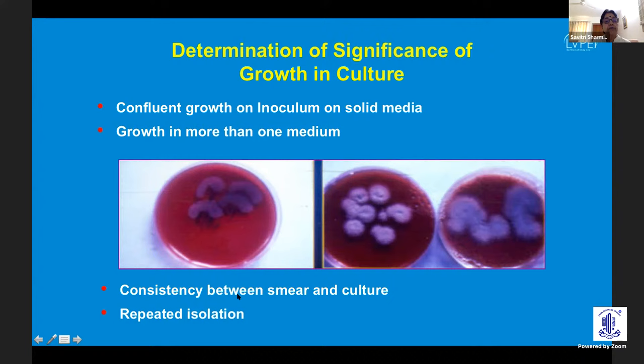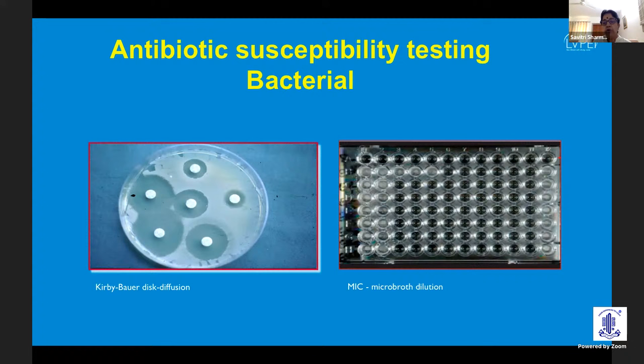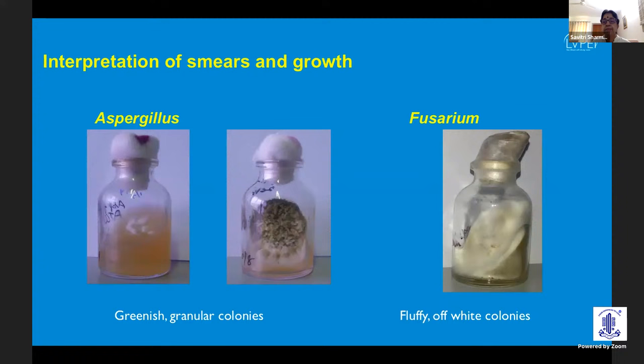Culture gives you the live organism for doing the antibiotic susceptibility, which is not possible by any other method. Culture identification is a job of microbiologists, but ophthalmologists should learn a little bit about that so that they can see that there is consistency in the reporting.